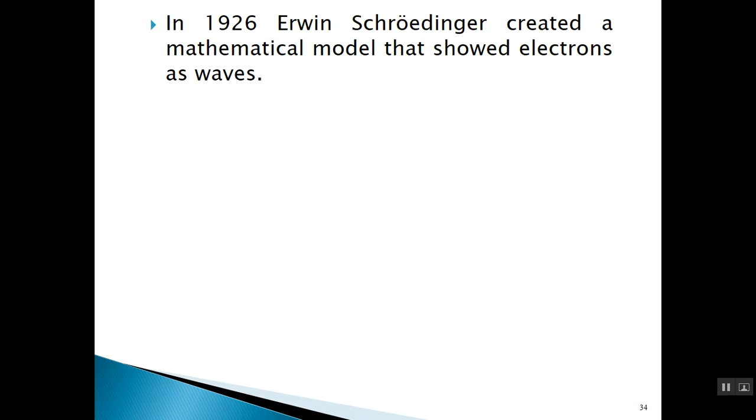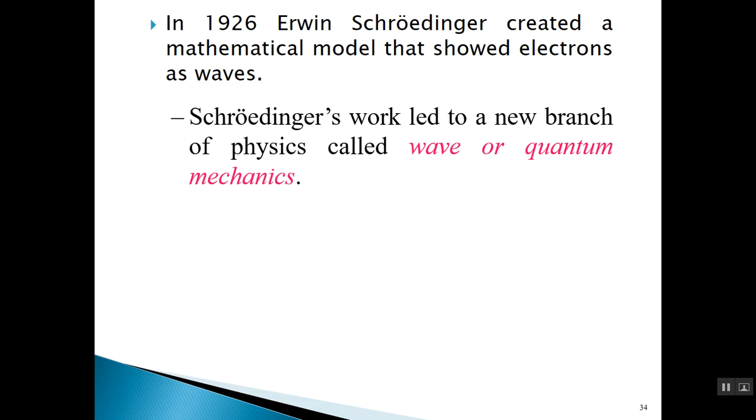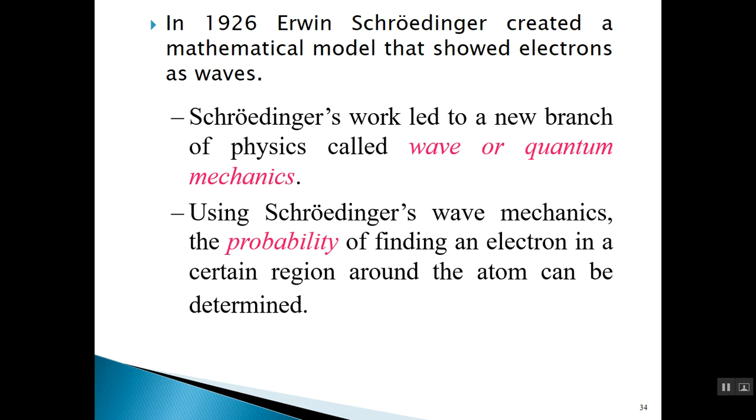And then another guy by the name of Erwin Schrödinger, he came up with an equation. Now, thankfully, at this stage, you don't need to know what that equation is. However, that equation was a very important turning point in our understanding of particle behavior because Schrödinger's work led to basically a new branch of physics known as wave or quantum mechanics. And using this approach, it is shown that you can actually determine the probability of finding an electron within a certain region around the atom, all right?